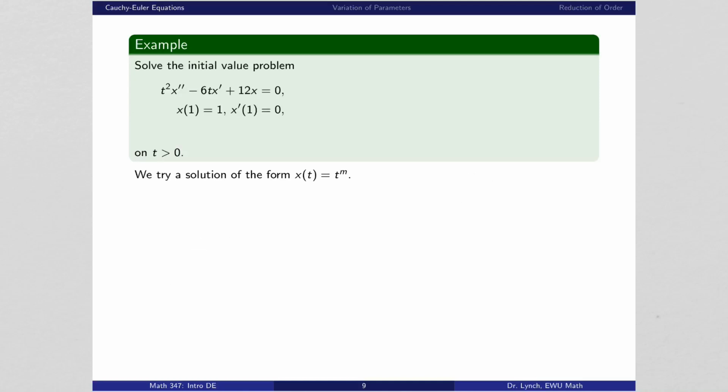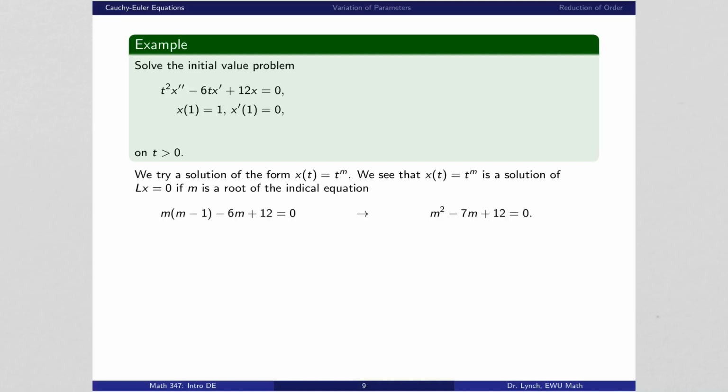Okay, finally, one third example that incorporates an initial value problem. So here's an initial value problem, in which the differential equation is a homogeneous Cauchy Euler operator. So here we'll recognize that Cauchy Euler form, t squared x double prime minus 6tx prime plus 12x equals 0, and try a solution of the form t to the m.